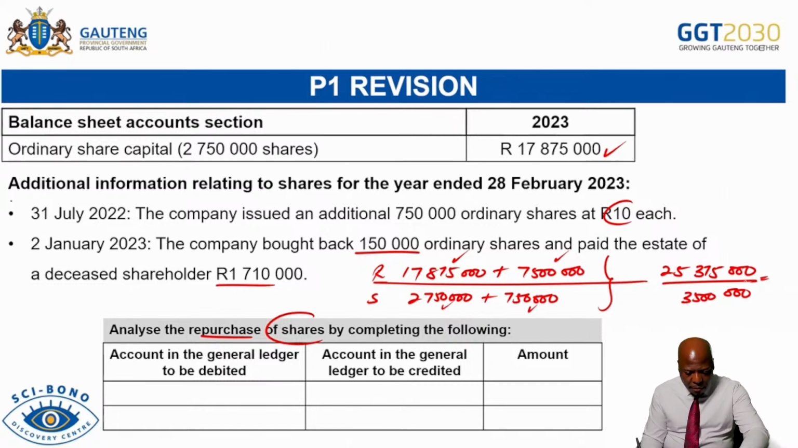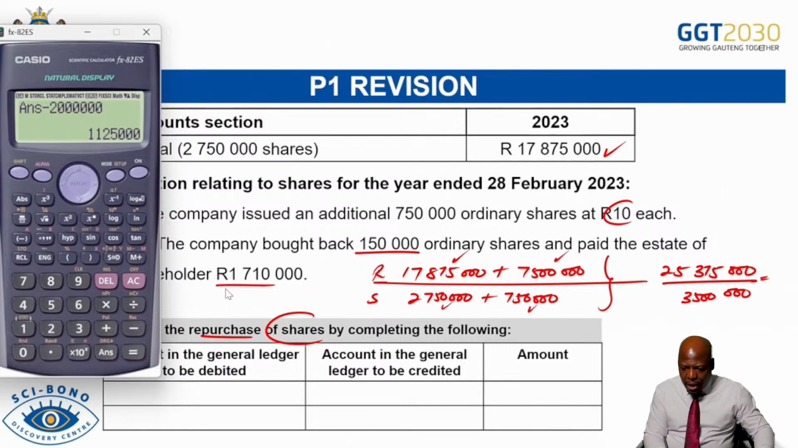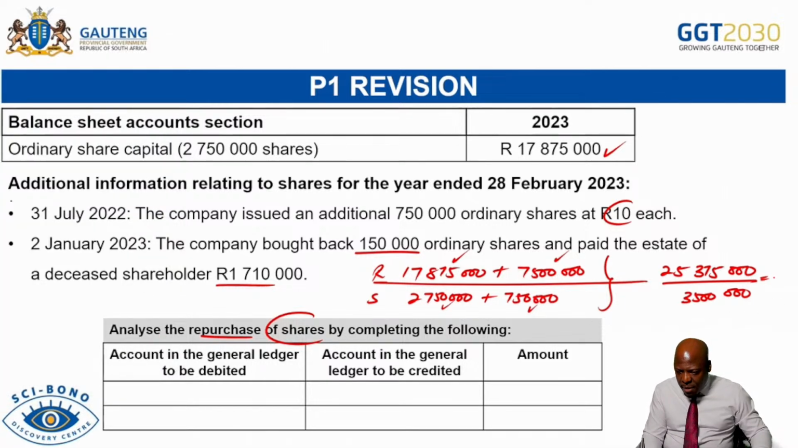Let's see if we can get that one then. So I'm going to say 25,375,000. Then I'm going to divide that by 3.5 million. And that's going to give me 7 Rand 25. That becomes my average price.